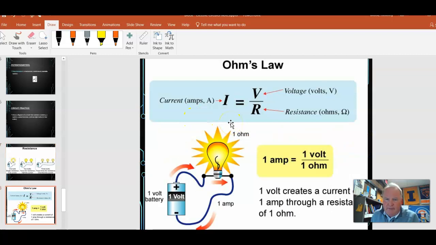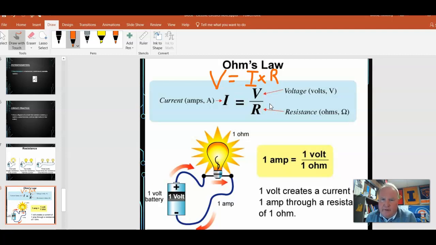Now, a lot of high school physics teachers love to teach Ohm's law as I equals V divided by R. But you will see in my class that we're going to use the same equation, just rewritten as V equals I times R. Ohm's law can be written in any number of different ways, but V equals I times R makes our life so much easier when we get further into circuits.